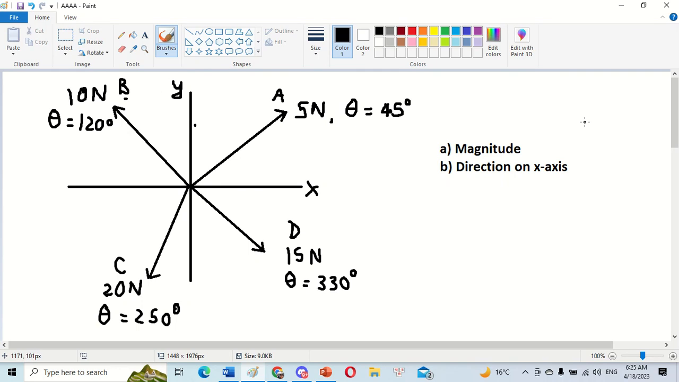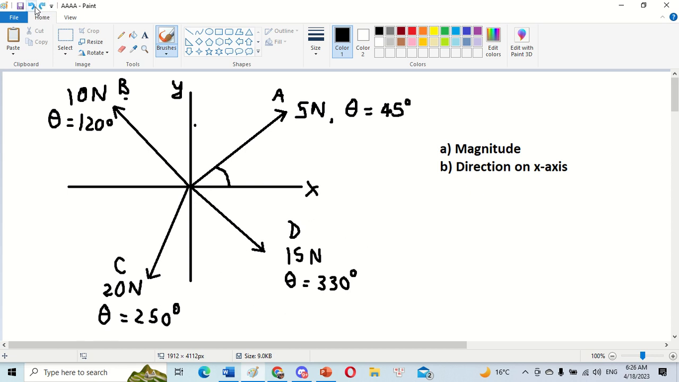So today I will show you how to combine the forces to find the magnitude and direction. The first one is vector A. We have 5 newtons and the angle is about 45 degrees. That means from here going here, that is about 45 degrees. The next one is about 120 degrees, that means from here going here, that is about 120 degrees, and so on for this one and this one.